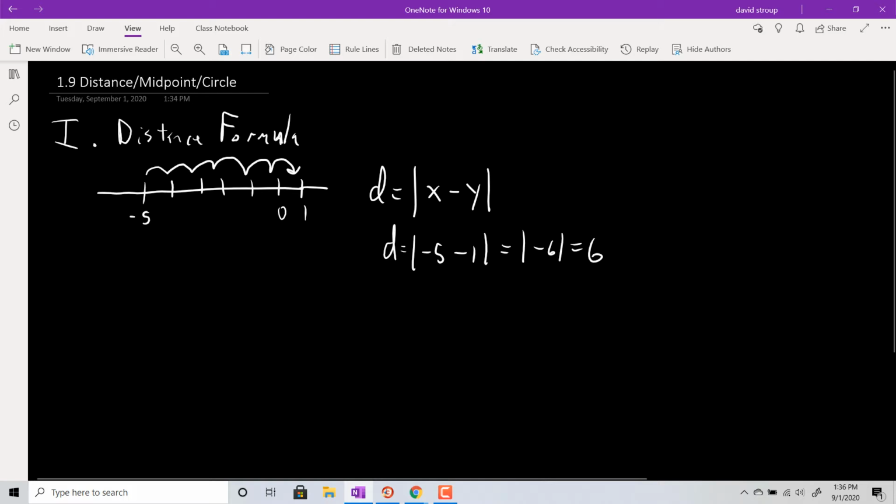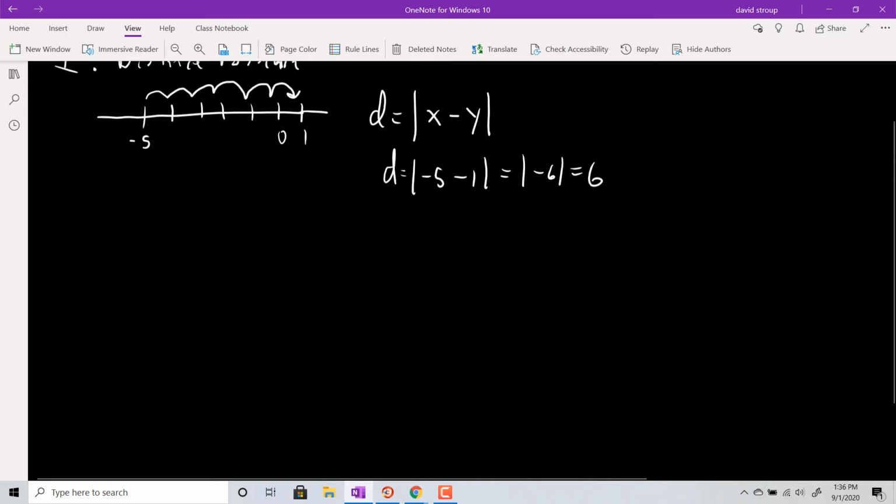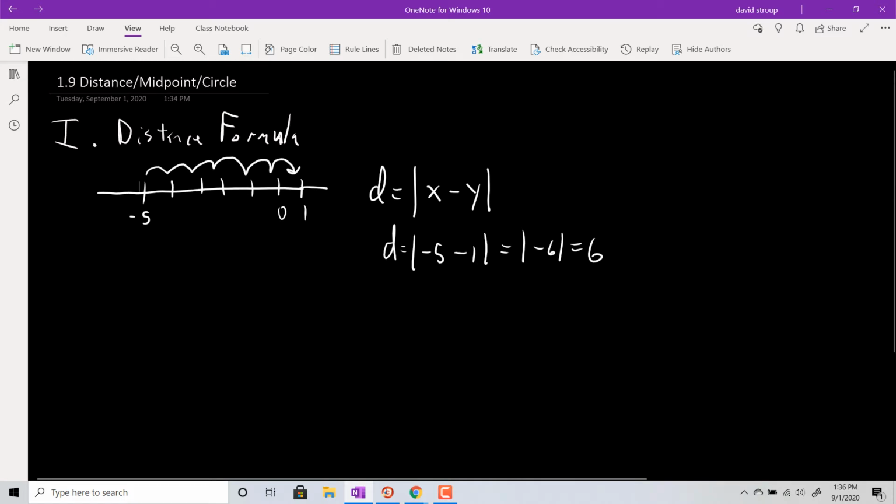And you've been dealing with absolute values, but you probably never really thought of it as a distance type thing, but it is. Distances are always positive values, and that's why that absolute value thing is a neat trick. Anyways, that's the first kind of distance formula, the one for the number line.